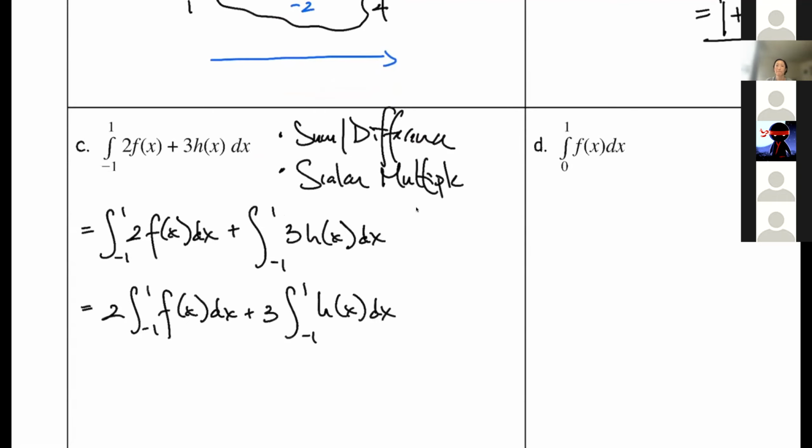Okay. So that's applying the rules. I'll leave it to you to fill in the numbers, but making sure that you choose appropriately, like, is this the F1 or the H1?